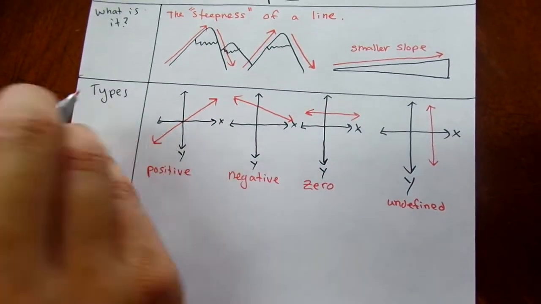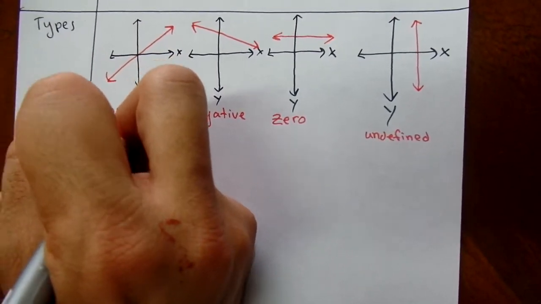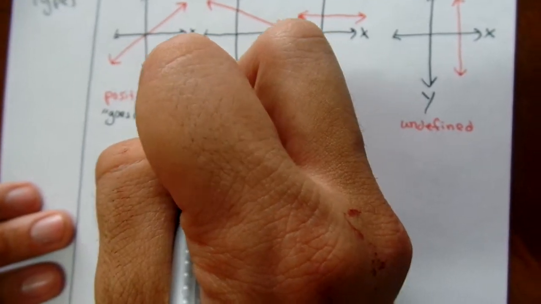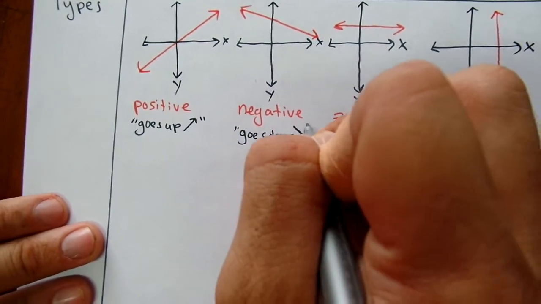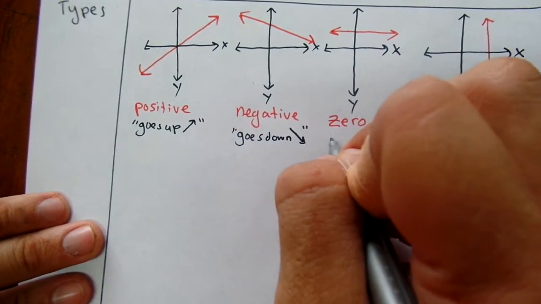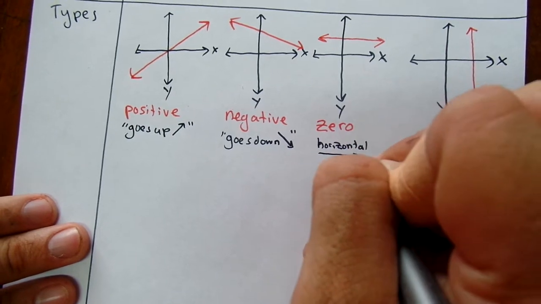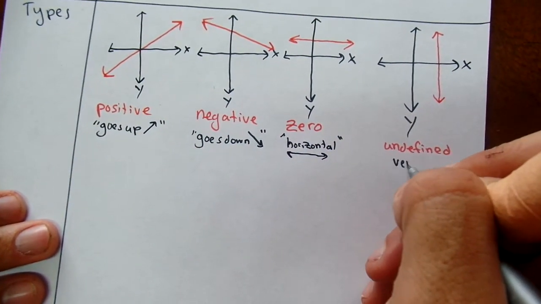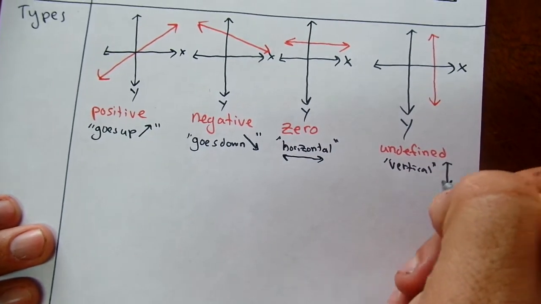Okay, so positive goes up, negative goes down, 0 horizontal, and undefined vertical. Okay?